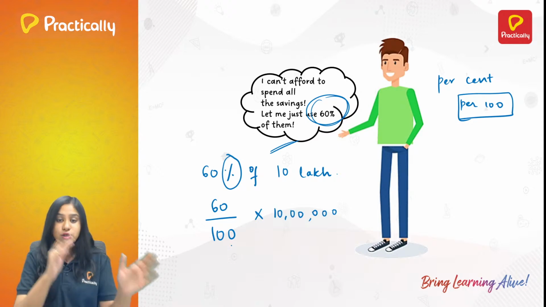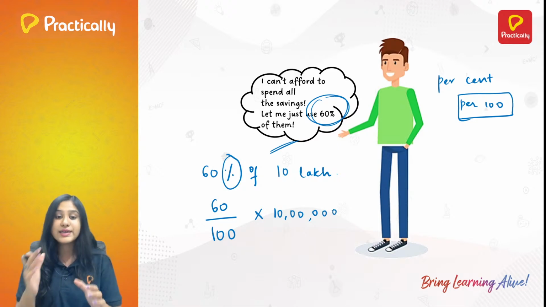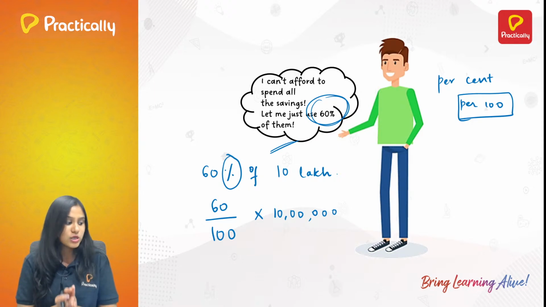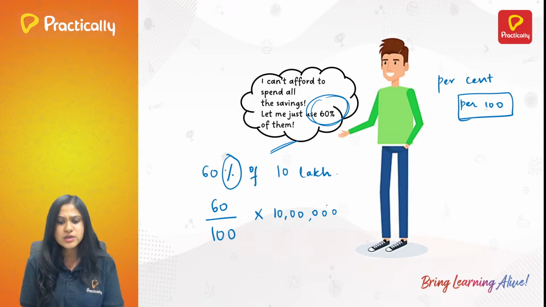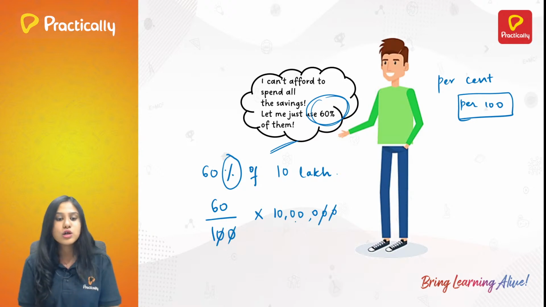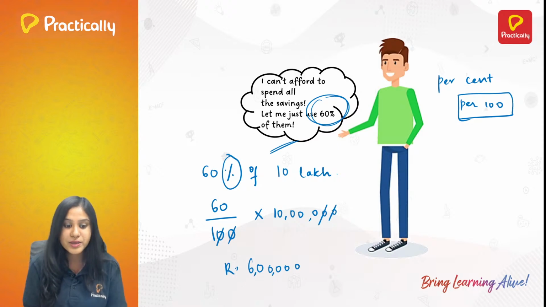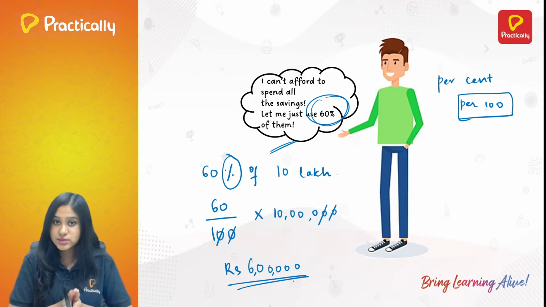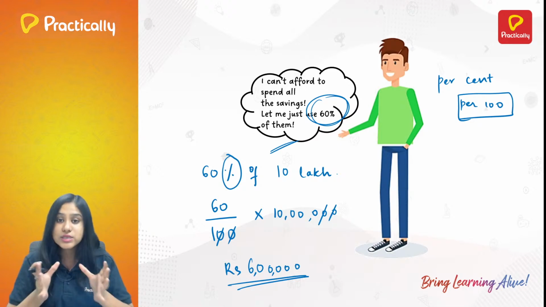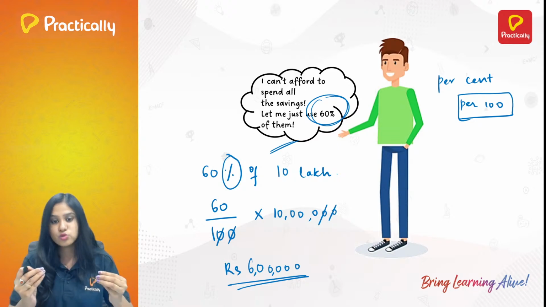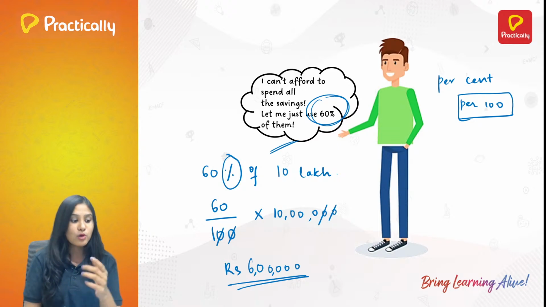If we calculate this, that is the amount Daniel uses to establish his own juice bar, correct? So let us calculate it. Zeros, zeros. So it is 6, 0 and then these 4 zeros. 1, 2, 3, 4. So it is rupees 6 lakh. So Daniel has decided he would be using rupees 6 lakh to establish his own juice bar. How much percentage is it? 60%.